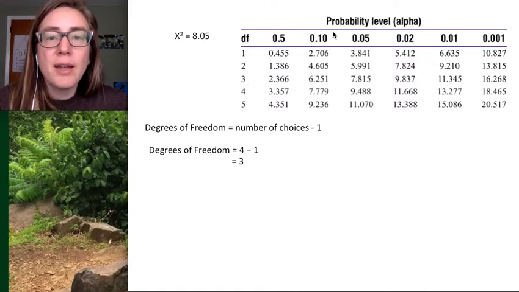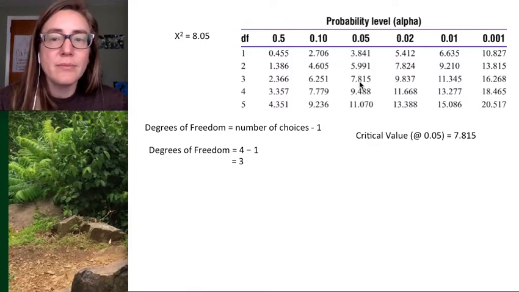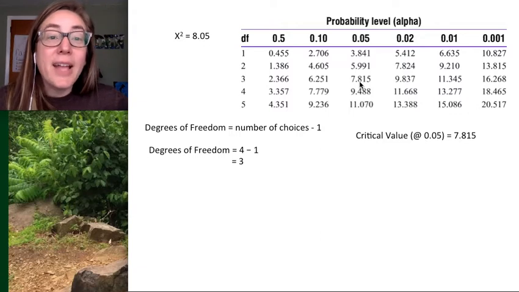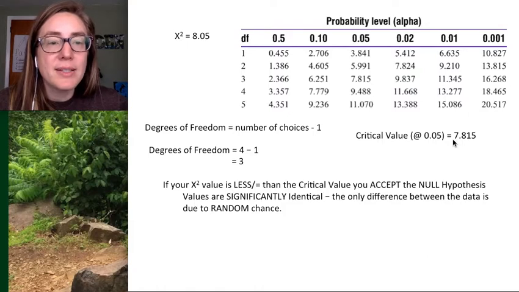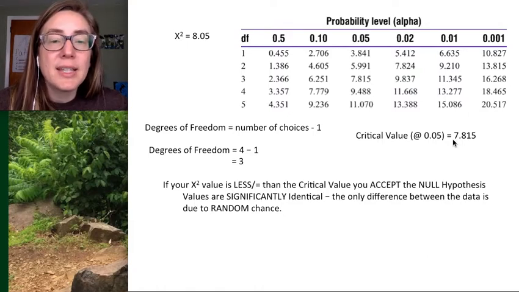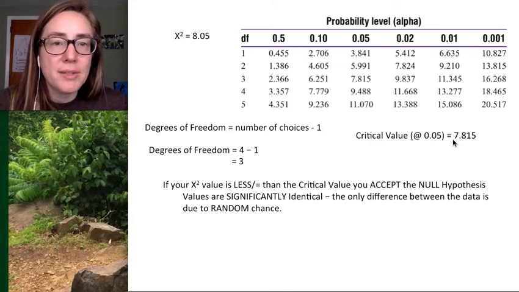So if I look at 3 and a probability of 0.05, my critical value is right here. My critical value is 7.815. What does that mean? Well, now you compare the chi-squared to your critical value. If your chi-squared value is less than or equal to the critical value, then you accept your null hypothesis, and that means that your values are significantly identical, and that the only difference that you might have is just due to random chance, but that there is no statistical difference between those two values.